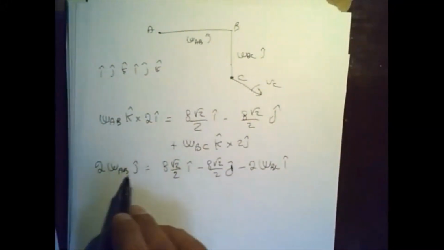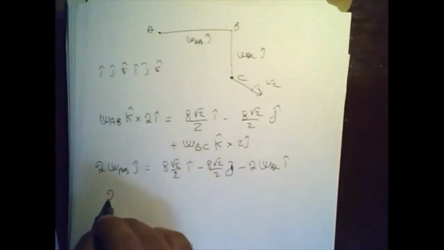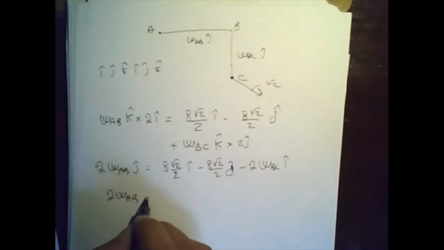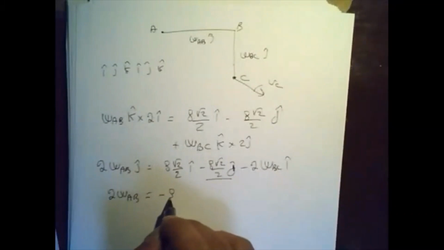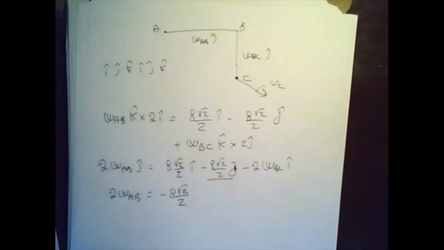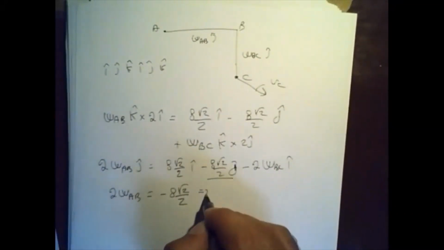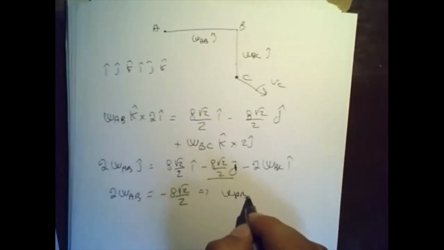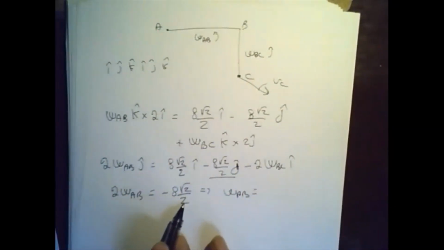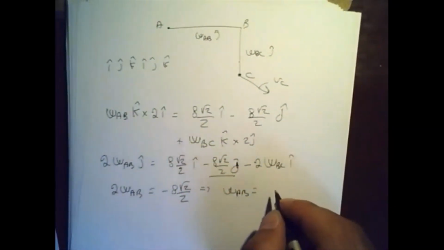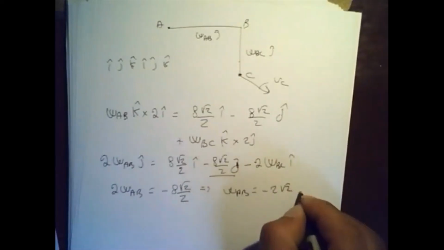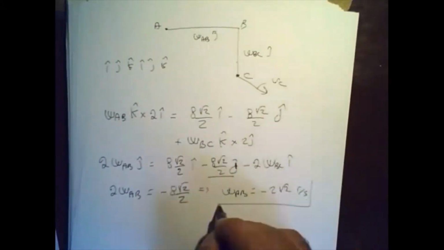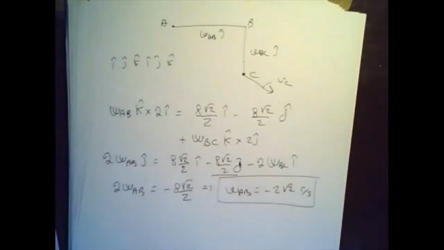Okay, so here basically J is going to be equal to J. So 2 omega AB has to be equal to this, minus 8 square root of 2 over 2. So omega AB is going to be equal to, 8 over 4 is 2, minus 2 radians per second. So omega AB is going to be negative. So we got omega AB.